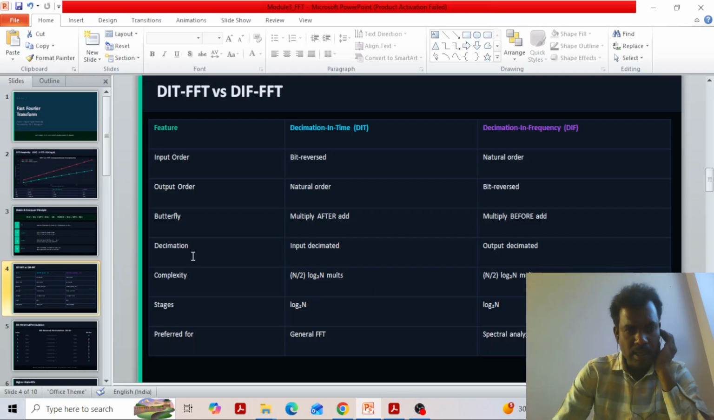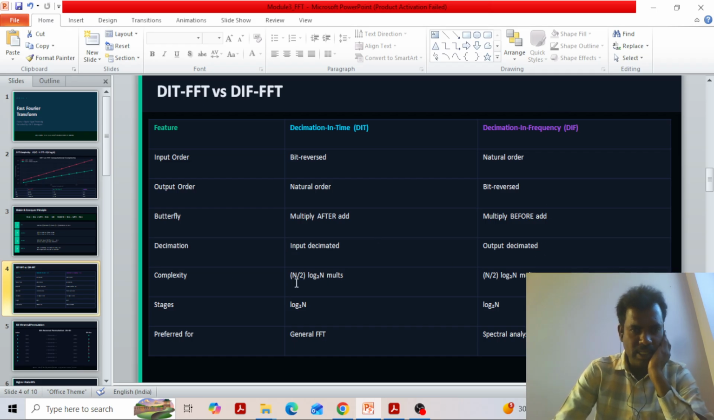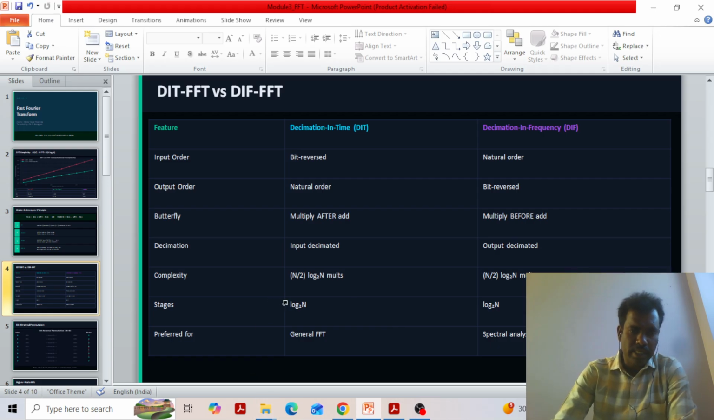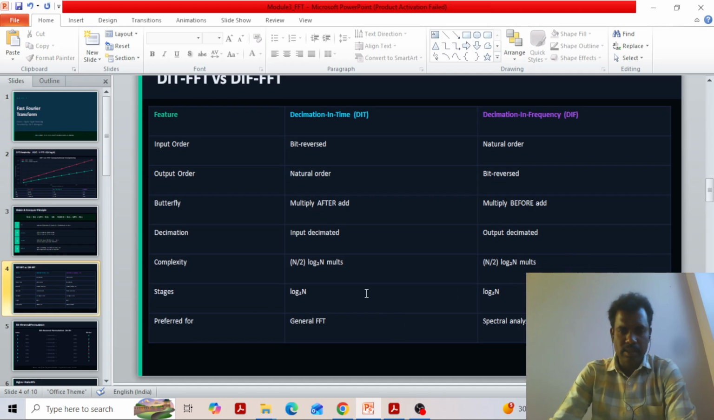Similarly, in decimation in frequency, the input is in natural order and the output is decimated. The complexity, as we have discussed, is n by 2 log n multiplications. Both decimation in time and decimation in frequency are the same from the computational point of view. The only difference is the order we are performing. Both contain log n stages.